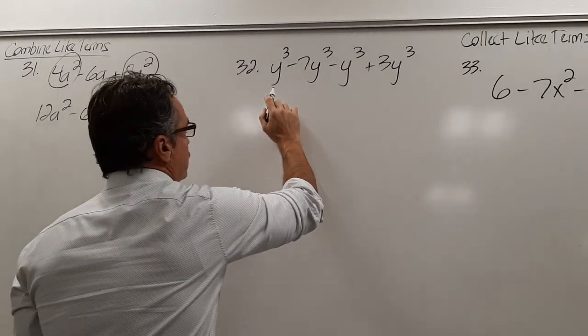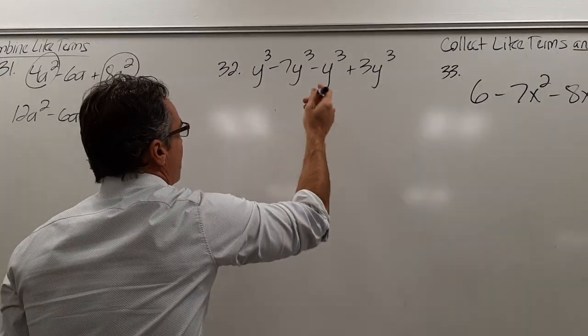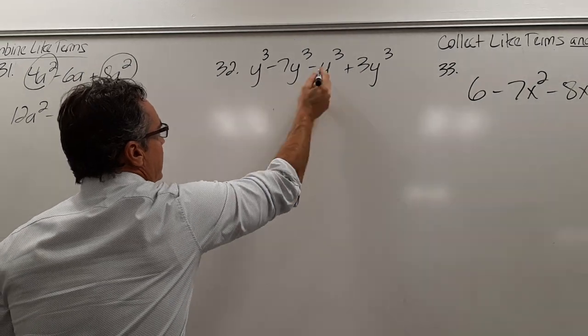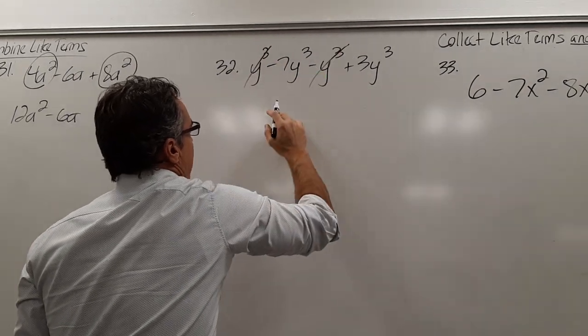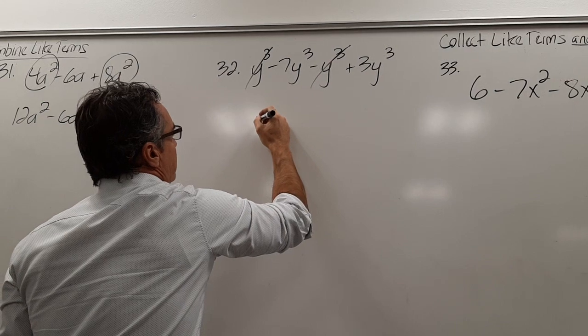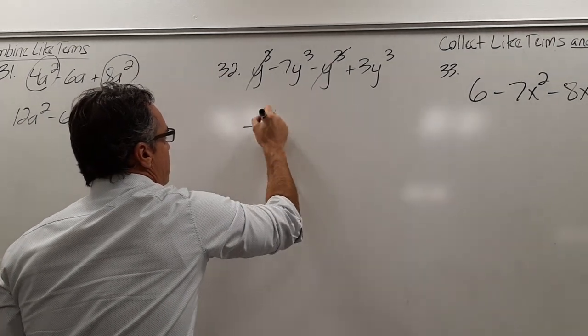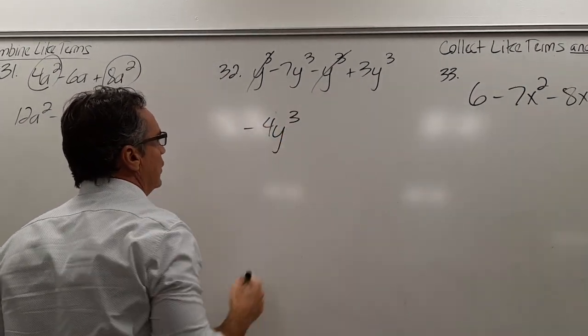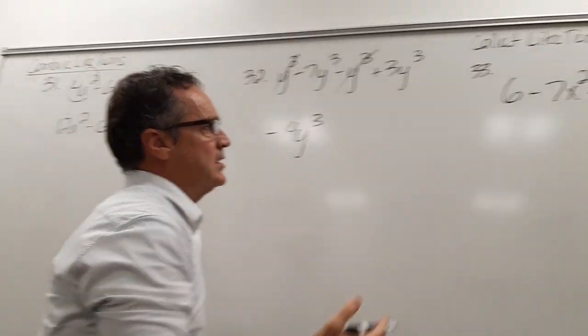Every one of these, we have 4 terms separated by plus or minus signs. Every one of them is a y to the third. We literally have a 1 and a negative 1. So these two cancel each other out. It's kind of a goofy problem a little bit. Negative 7 and positive 3 make negative 4y to the third. So all those combined. And we go to this last problem here.